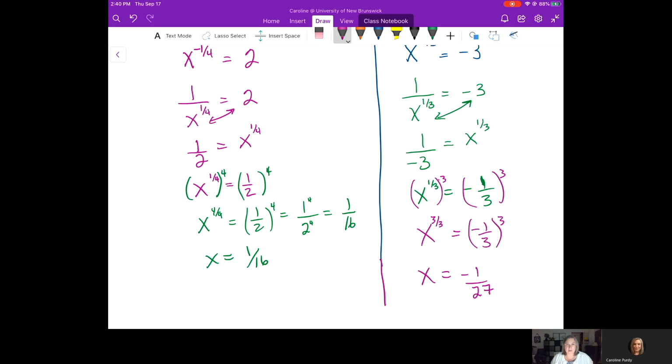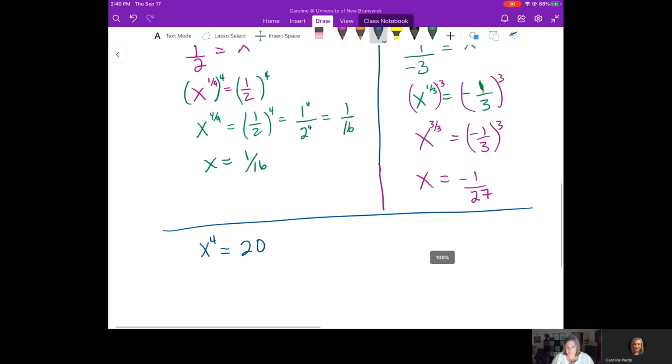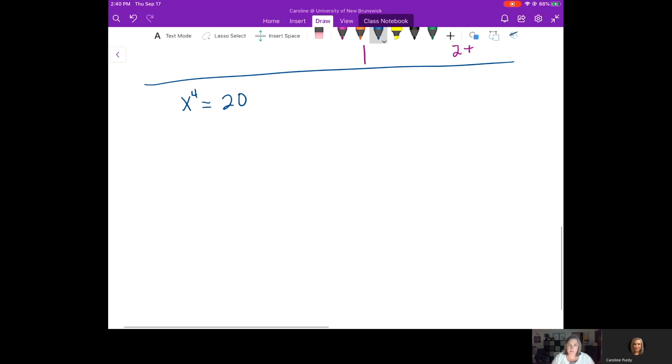Now, what if I had x to the 4 equals 20? How would we solve that? So here, it's a 4th power, so we take the 4th root of each side. And so this will be x is equal to the 4th root of 20.